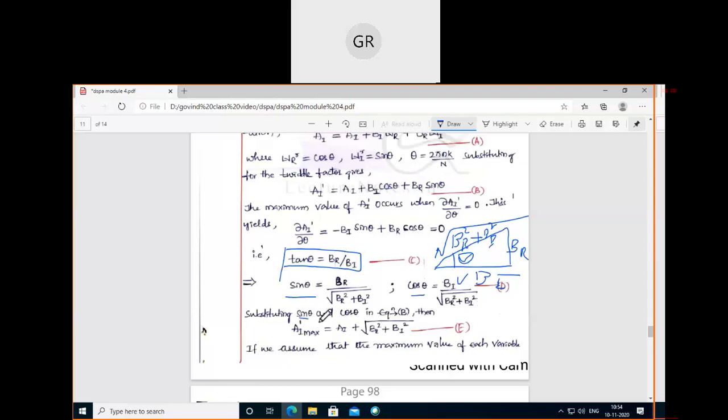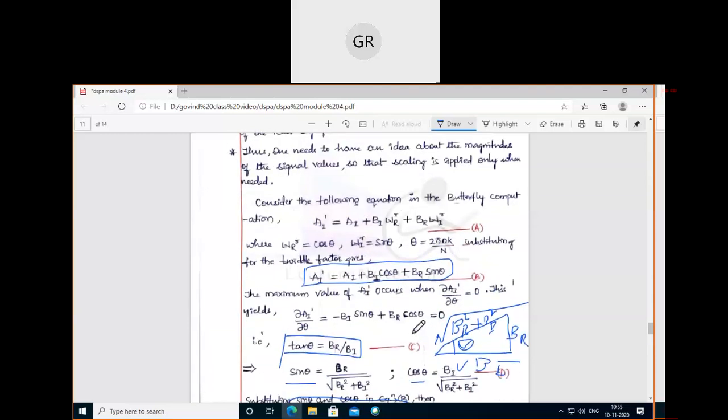Now we can substitute sin theta and cos theta in equation number B. In this equation, we substitute AI as it is and BI cos theta plus BR sin theta. Just remember sin theta equal to BR divided by square root of BR square plus BI square, and cos theta equal to BI divided by square root of BR square plus BI square. Now we'll get AI dash maximum equal to AI plus square root of BR square plus BI square. Please do the simplification, then you will get it.